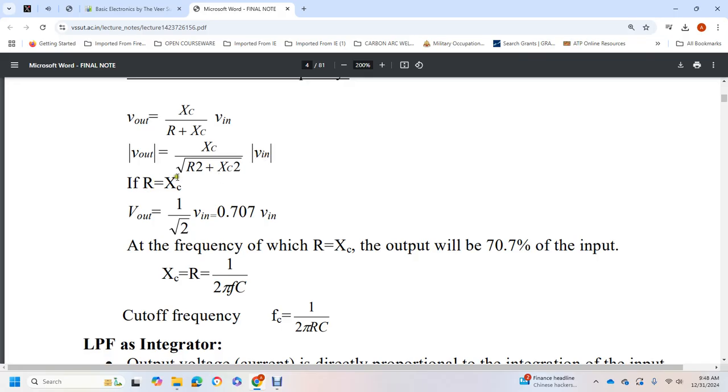If resistance equals Xc, the output voltage is equal to 1 over the square root of 2 times the input voltage, or 0.707 of the input voltage. The frequency at which the resistance equals Xc is the frequency at which the output is 70.7% of the input voltage. Xc equals R equals 1 over 2 pi f C, so the cutoff frequency is equal to 1 over 2 pi R C.